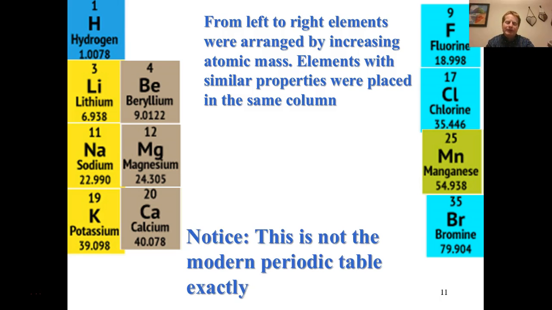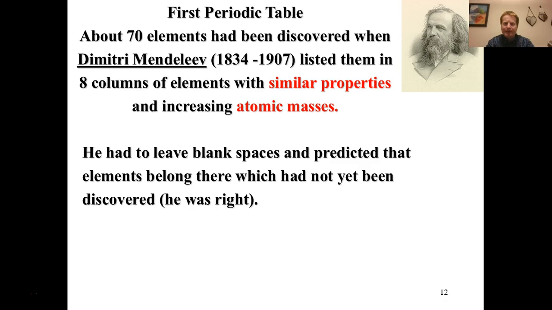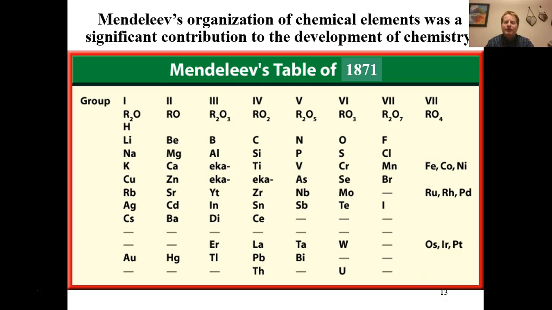And this is still not the exact modern periodic table that we have today. So at the time when Mendeleev did this, there were about 70 elements discovered, and he put them in 8 columns with similar properties and increasing atomic masses. And again, he left blanks and predicted the elements that were missing, and he was correct. So that's what's interesting, his claim to fame. So this is what his periodic table sort of looked like, and again, notice the gaps of elements that hadn't yet been discovered.